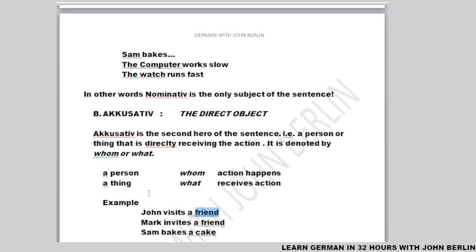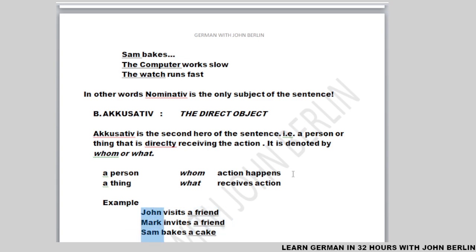Yes? Okay, Mark invites a friend. Whom does Mark invite? The answer is a friend. Sam bakes a cake. What does Sam bake? It's a cake. Yes? So if you look at it optically, on the right side of the verb, you'll find the object. On the left side of the verb, you'll mostly find the subject.